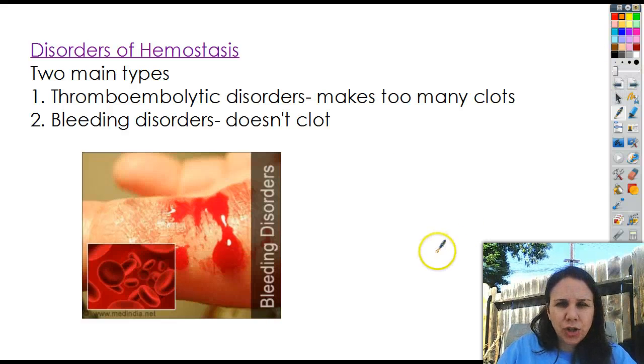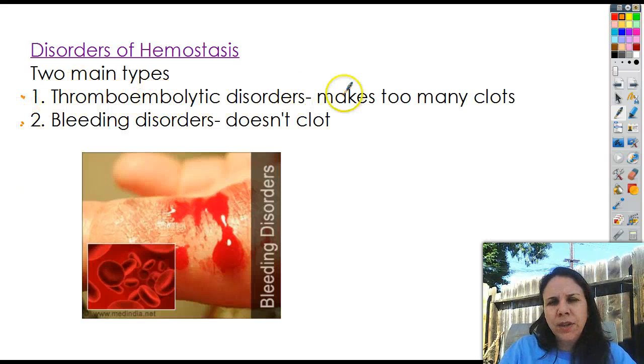Now, unfortunately, there's always disorders with everything we learn, and so there are disorders involving hemostasis. What happens if you can't stop the bleeding? Well, there's two main categories of bleeding disorders. We have thromboembolic disorders, where we make too many clots, so we clot too good, and then we have bleeding disorders where we don't clot at all, or we don't clot very well. So we either make too many or not enough.